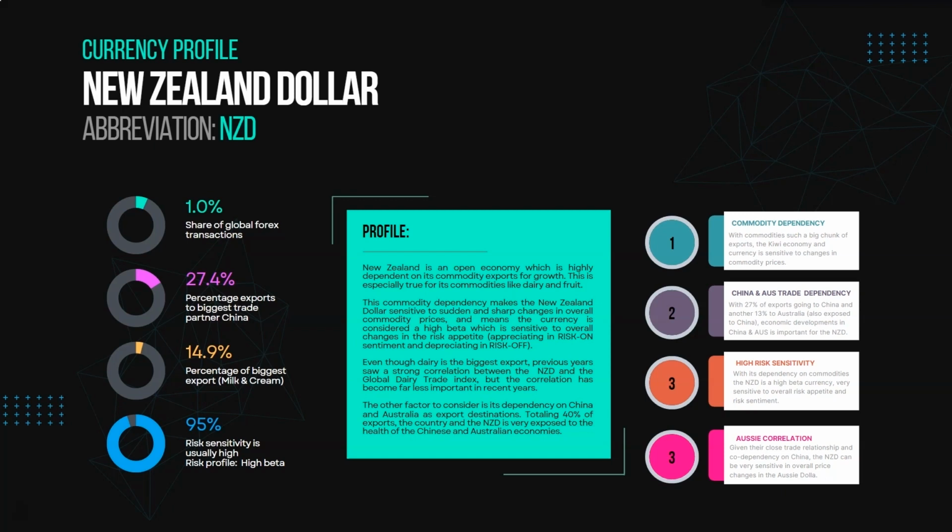The other factor to consider is its dependency on China, just like Australia, as an export destination. Totaling 40% of exports, the country and the Kiwi dollar is very exposed to the health of the Chinese and Australian economies. So let's take a quick look at the data. The New Zealand dollar accounts for just 1% of all global forex transactions, the least popular among the major currencies.